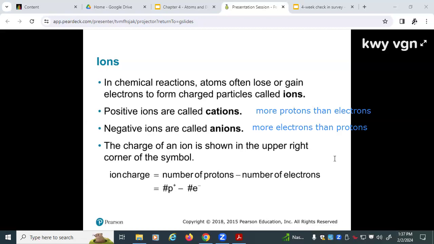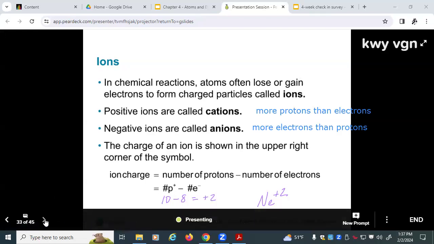Now, we will always show the charge of an ion in the upper right-hand corner of the symbol. So in my example, I had 10 protons and 8 electrons for a positive 2 charge. That would give me neon with a positive 2 charge. So I show the positive 2 charge there as a part of that neon symbol. So that's what ions are from a definition standpoint.